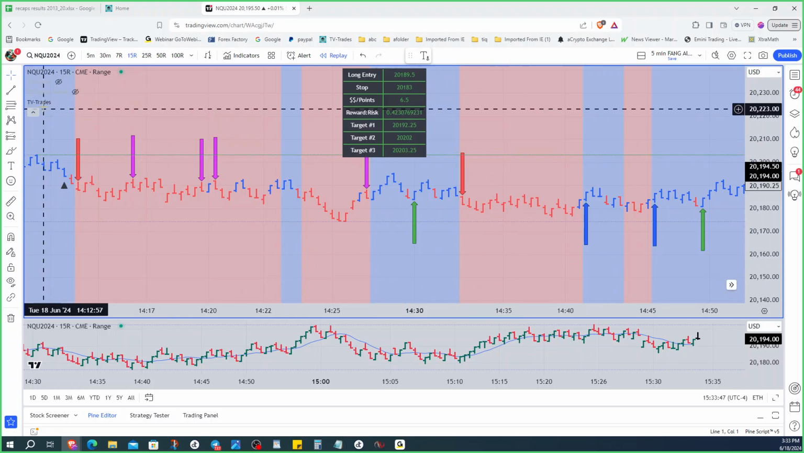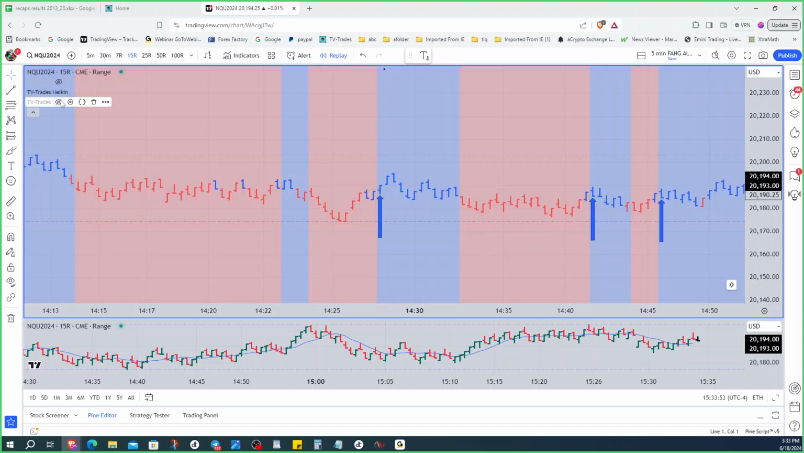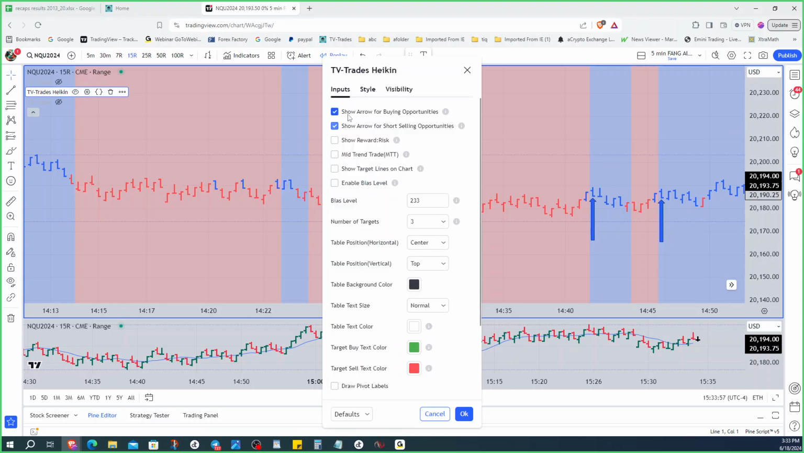Alright, so I'm still using this one. Now if I throw this Heikin one back on here, I'm curious because I really haven't looked at this with all the stuff on it. This is what it looks like with shorts and longs. What's it look like with no longs? Let's go.